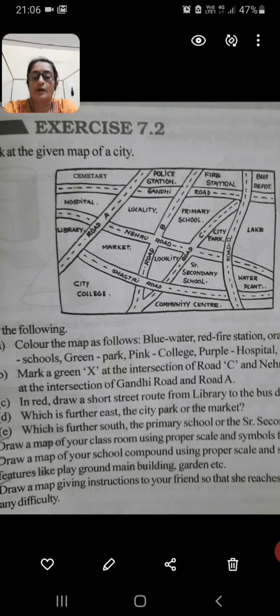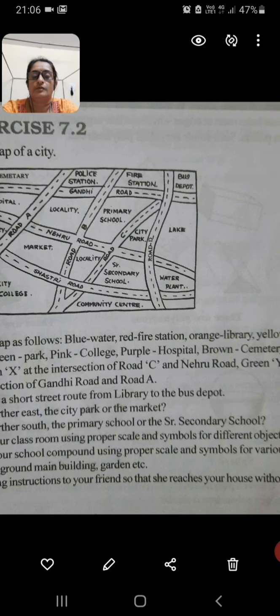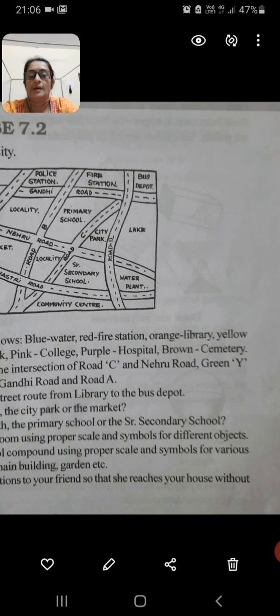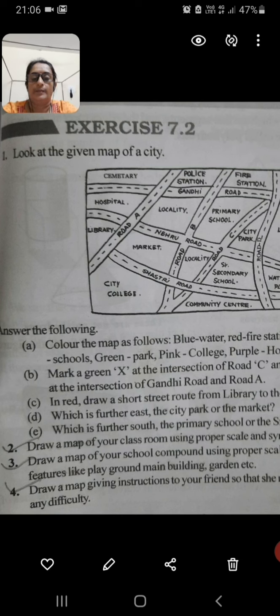The same way you have to do it for your school also. So school compound you have to draw. In that, using the proper scale and using the symbols, you have to mention various features like playground, main building, garden, library, and whatever things are there in the school, all that you have to mention in the map.